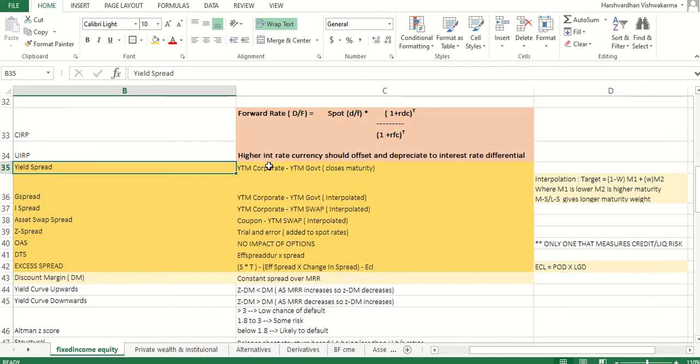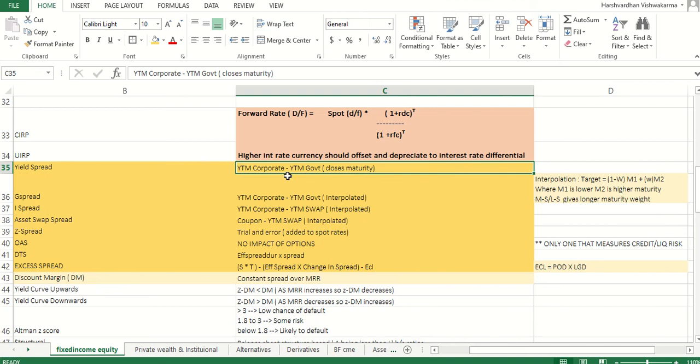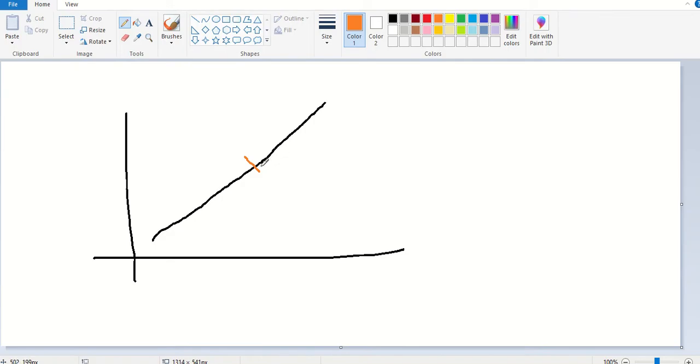Okay, now the first one is the yield spread, which is the YTM of the corporate minus the YTM of the government bond of closest maturity. So suppose you have a government bond which has a maturity of say 8 years over here, and you have a corporate bond in your portfolio which is say 8.5 years, and you have another government bond which is say 10.5 years. So this bond is closer to this bond in terms of the residual maturity. So you will take the difference between these and you will mark it as the yield spread.